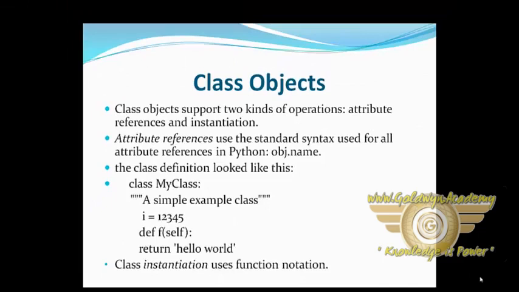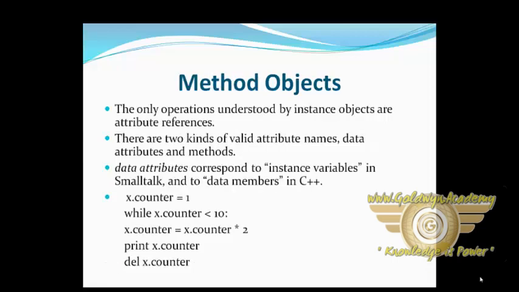Class instantiation uses function notation. Just pretend that the class object is a parameterless function that returns a new instance of the class. Now we see the method objects.